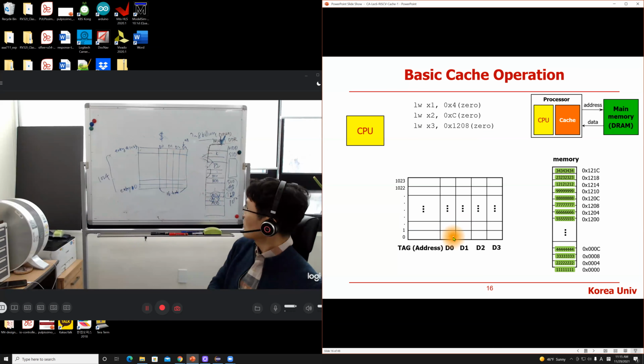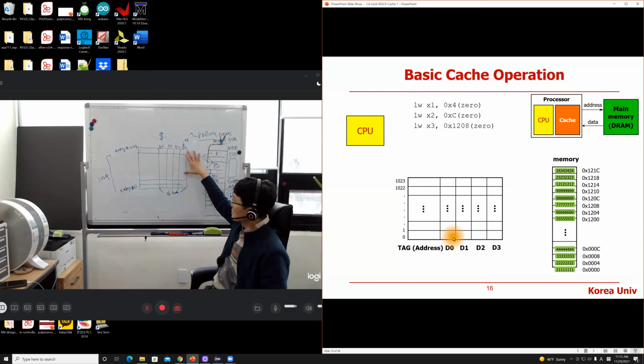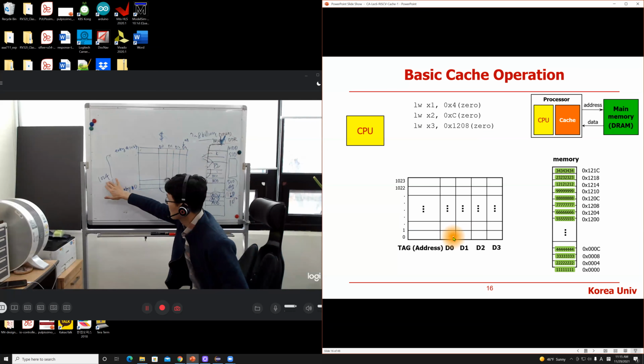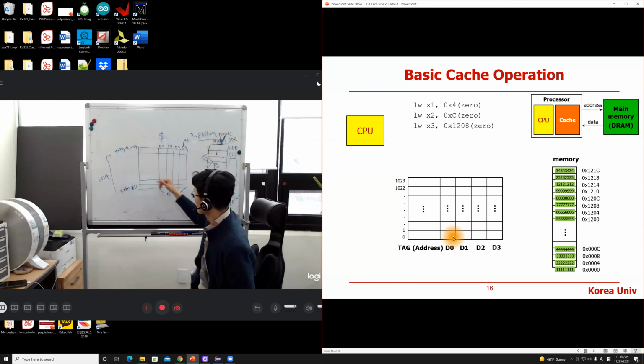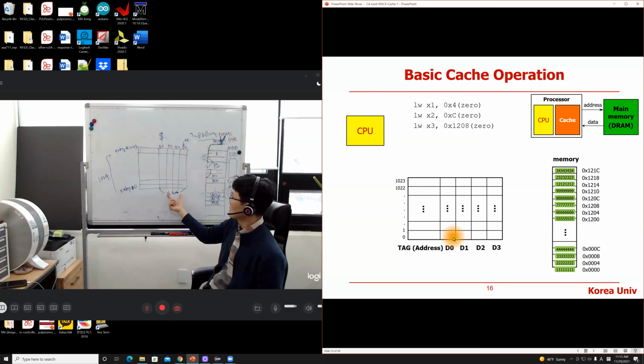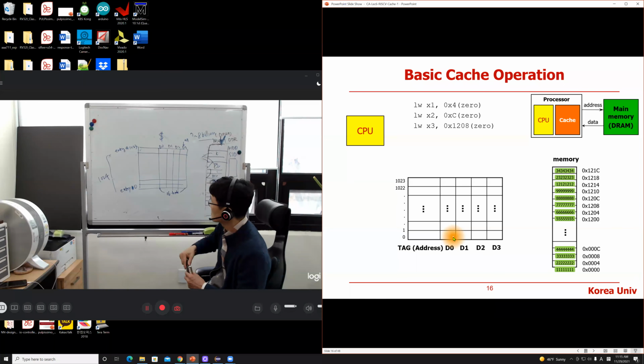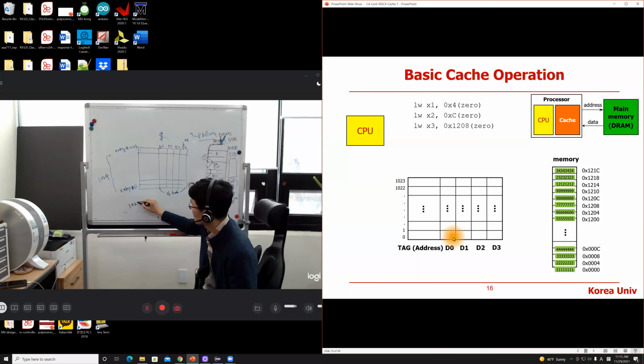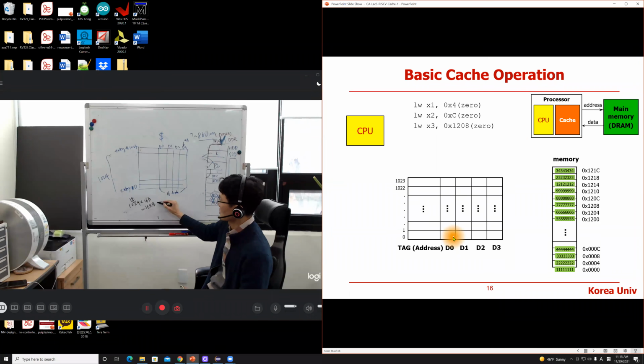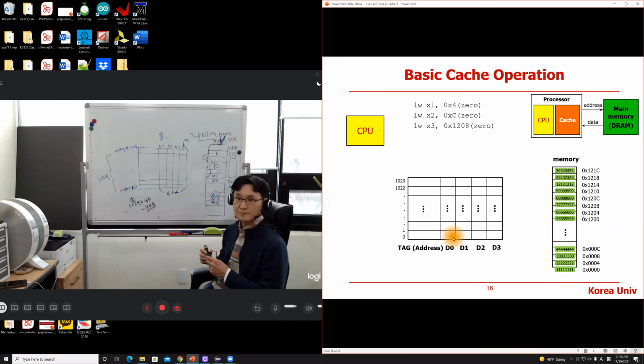So how big is the cache? So 1024 entries, and each one is able to hold 16 byte. That means 1024 multiplied by 16 byte. So 1K, right? So 16 kilobyte cache.